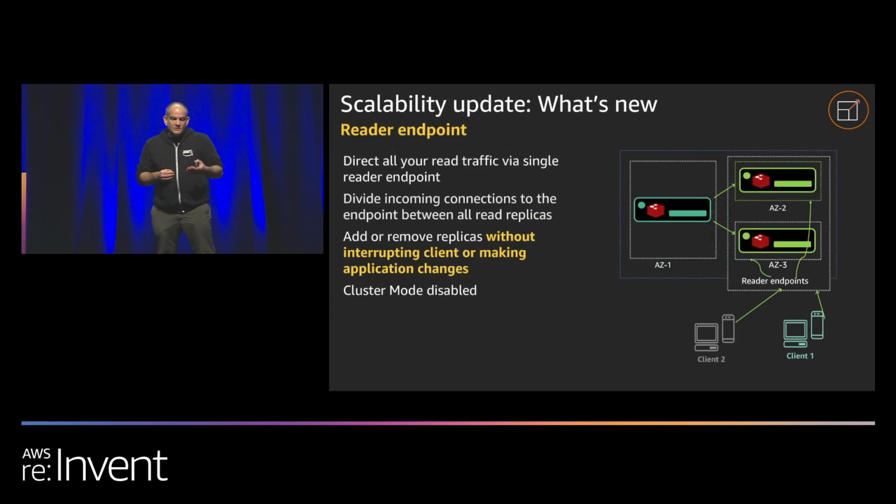So to handle that, we introduced a reader endpoint. What the reader endpoint does is basically use Route 53 to abstract your read replicas. It round robins on the read replicas if you have more than one. And if you have a failover, it will essentially remove that read replica that became the master from that load balancer, and you will have an undisrupted read experience. So your reader endpoint is always stable.